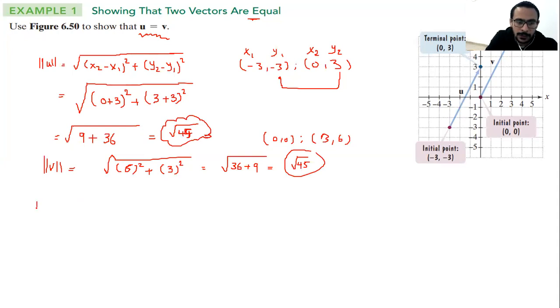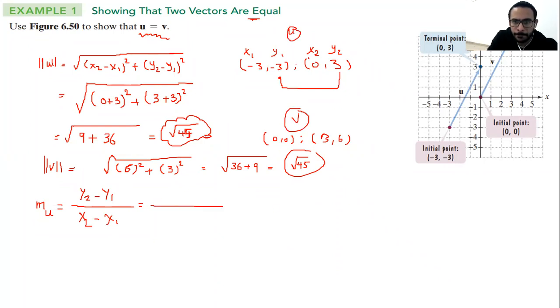Now, to find the slope, what's the slope of vector u? The slope of vector u is y2 minus y1 over x2 minus x1. I have the points for u, negative 3 and negative 3, and 0 and 3. So it is 3 plus 3 over 0 plus 3, which is 6 over 3.